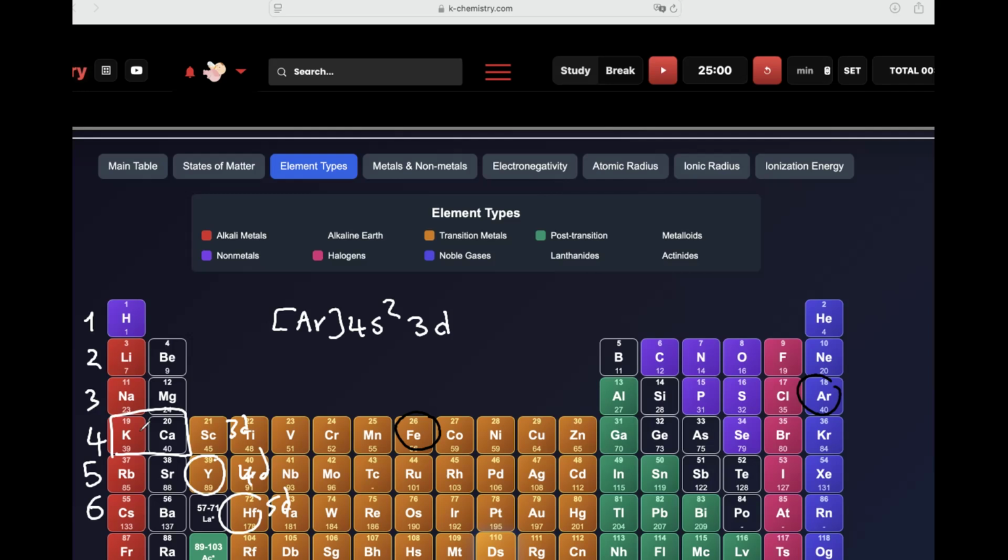So 3d. How many electrons in the iron? Let's have a look. This is 1, 2, 3, 4, 5, 6. So I have 3d6. This is not an exception, it's normal. So 4s2, 3d6, and stop.